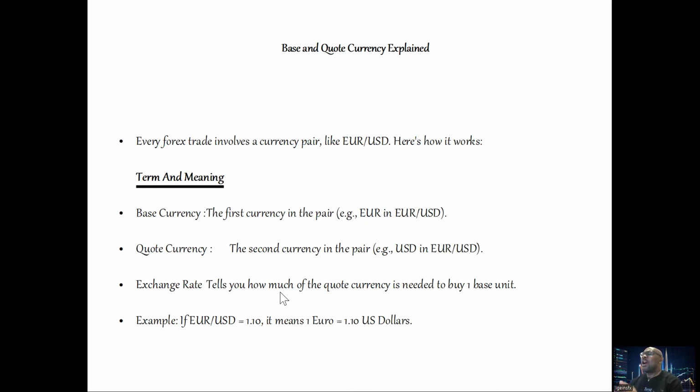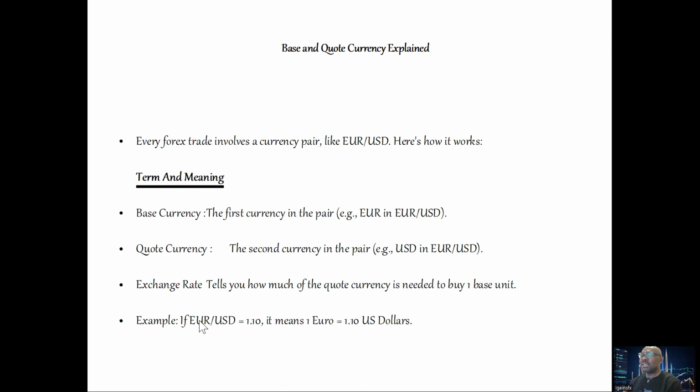Exchange rate tells you how much of the quote currency is needed to buy one base unit. I hope it's clear. Then the example: if EUR/USD equals 1.10, it means 1 euro equals 1 dollar, 10 cents. You need 1.10, that is 1 dollar, 10 cents, for you to have 1 euro.